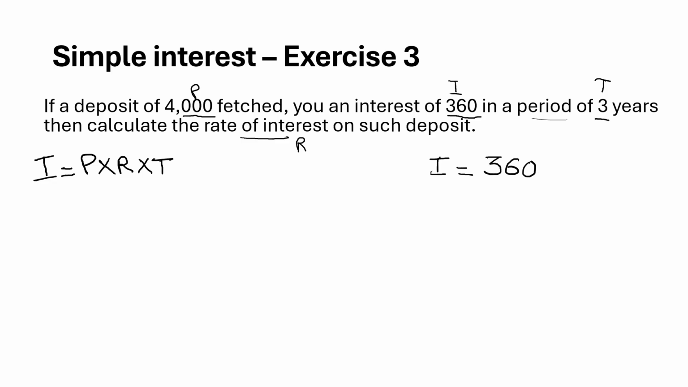360. Then go according to the formula. P. How much is the P? P is the amount of deposit, which is 4,000. Then R. R means the rate of interest. Rate of interest is not given. We need to calculate it. And then in the formula it is T. T stands for time. So how much time have I deposited? It is 3 years. So write 3.